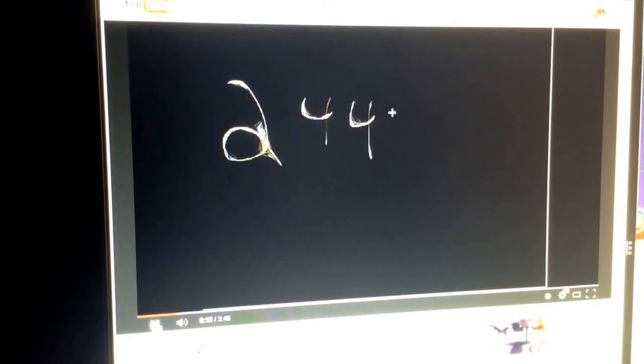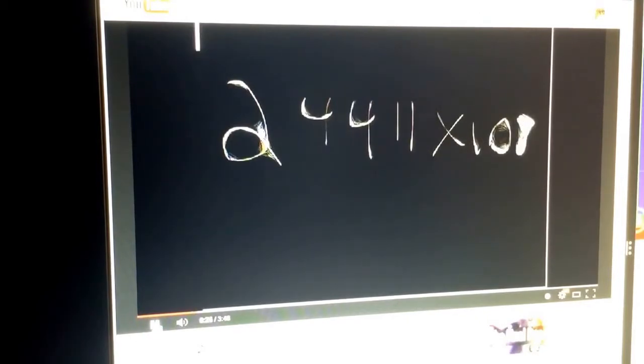So here we have the number 2.4411 times 10 to the 8th power. The 8 is an exponent, it's what you times it by. So we take that, almost forgot the decimal point. So yeah, we move 4 spaces to the right.